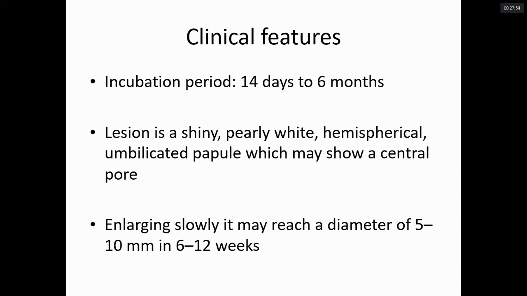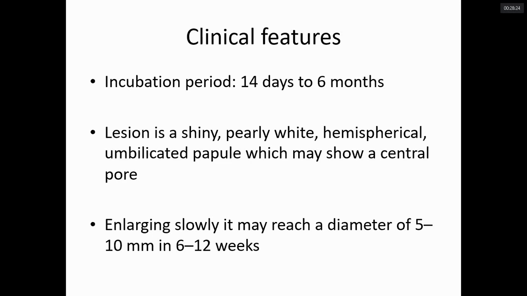Incubation period is usually 2 weeks to 6 months. And the lesion is a shiny, pearly white, hemispherical, umbilicated papule, which may show a central core. We have already discussed what is umbilicated. It means the papule with central depression. We call it umbilicated. You should know the typical description of molluscum contagiosum. It is a shiny, pearly white, hemispherical, umbilicated papule.